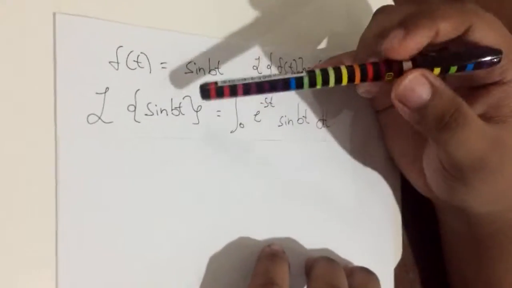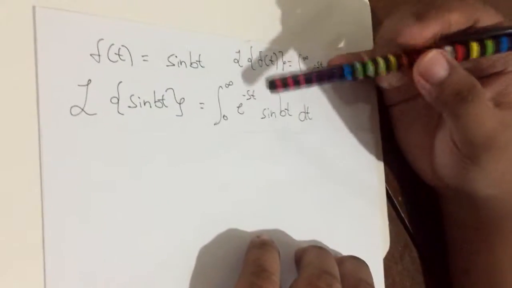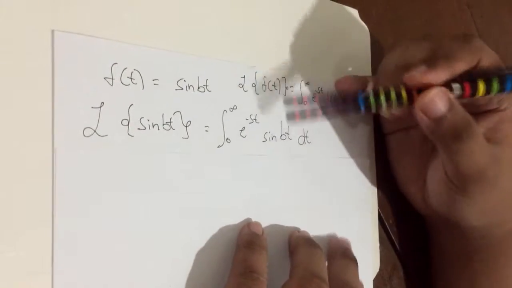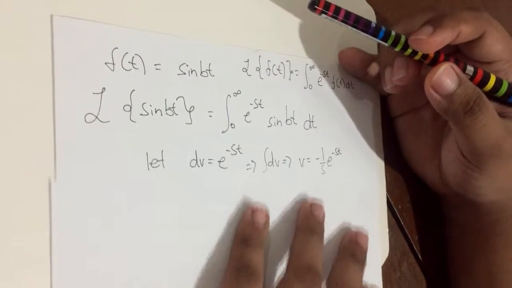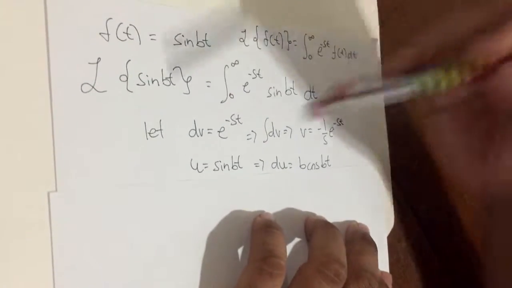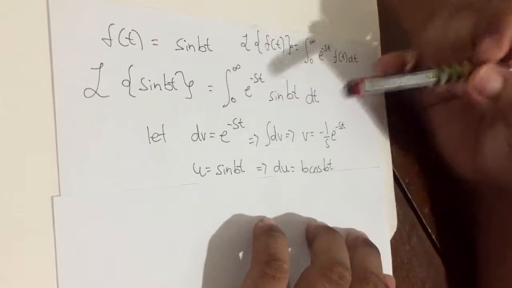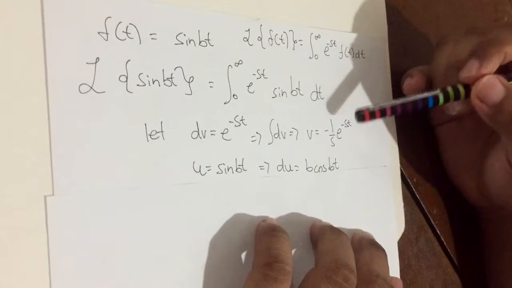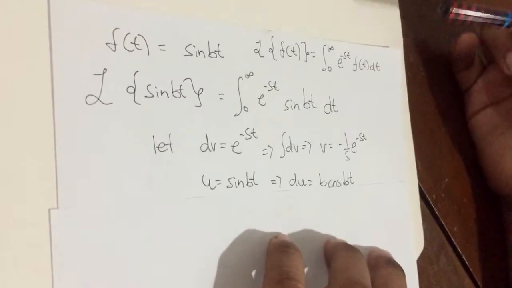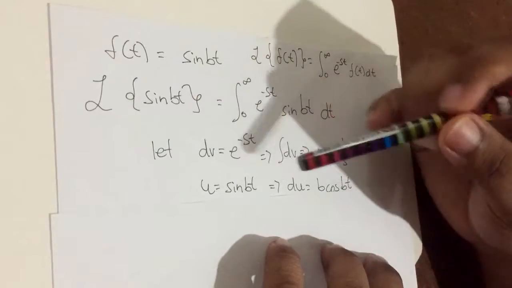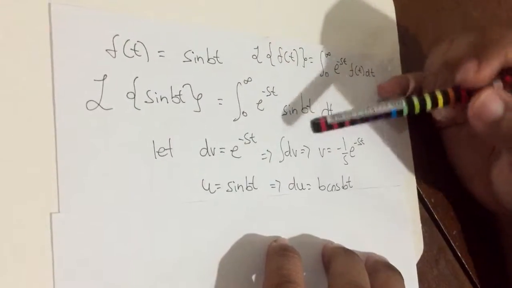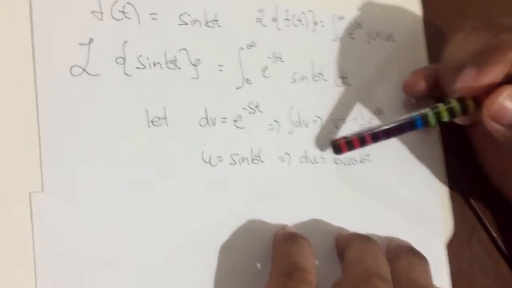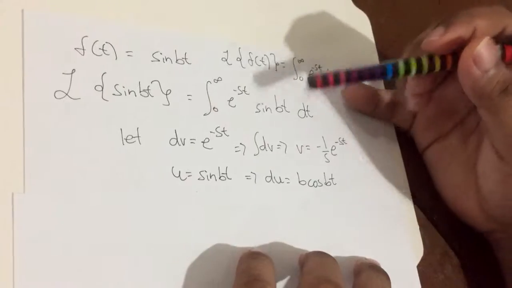The Laplace transform of sin bt is equal to the integral of e to the negative st sin bt. The first thing we need to do is apply integration by parts. We let dv equal e to the minus st. We integrate dv so we can get v, which is equal to negative 1 over s e to the power of negative st. We let u equal sine bt, then get the derivative of u, so du is equal to b cosine bt.